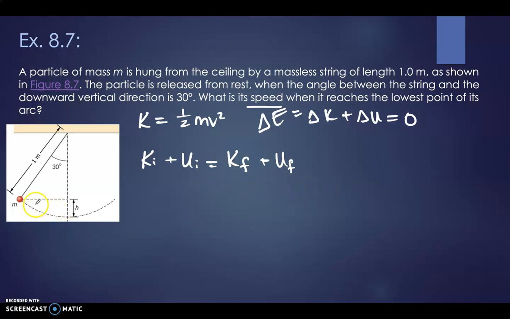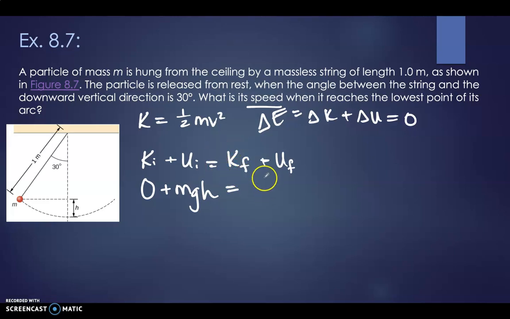So we will have some sort of initial potential energy. So we have some height that it stays at. So we have mgh, whatever this height is. Okay. Then we have initial kinetic energy. The particle is released from rest, it states. So we'll have the velocity equals 0. So our initial kinetic energy is 0 as well.